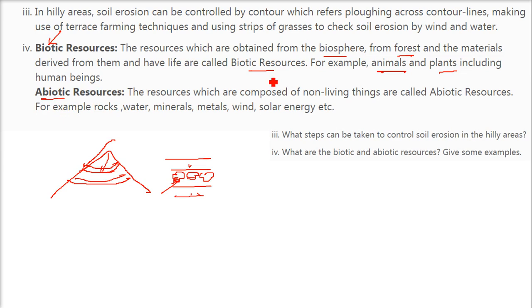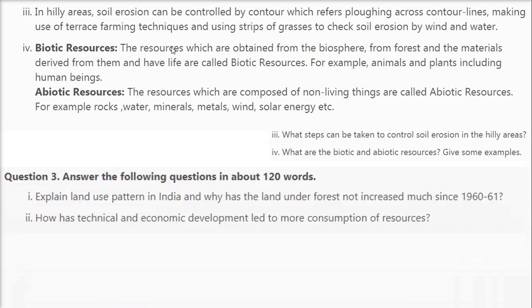When we come to abiotic resources, these are resources composed of non-living things. Here we have living things. Here we have non-living things. These are called abiotic resources. For instance, rocks, water, minerals, metals, the wind, solar energy, etc.